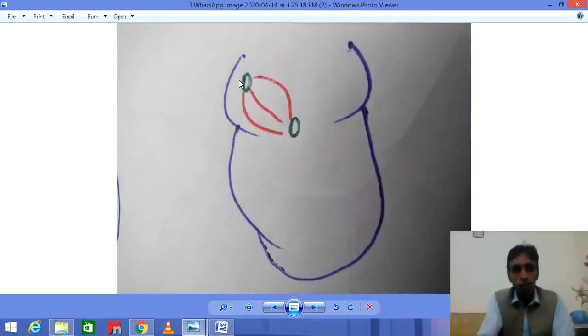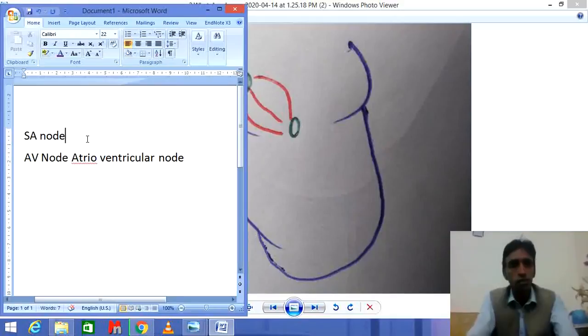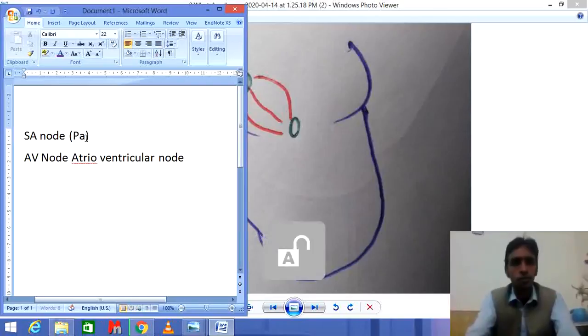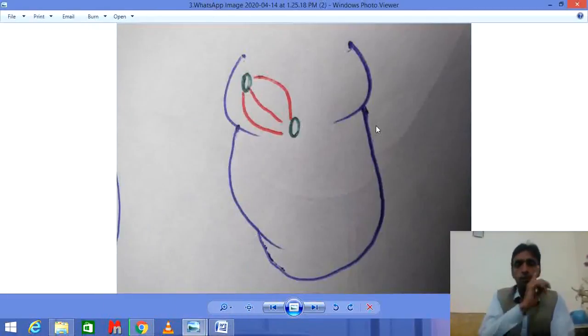Now coming to the third diagram. You can see the connection between the SA node and AV node, the conduction fibers between them. Coming toward the SA node again, the SA node is also called the pacemaker. We will learn about the pacemaker in the cardiac cycle.